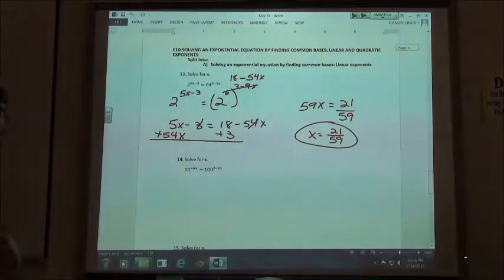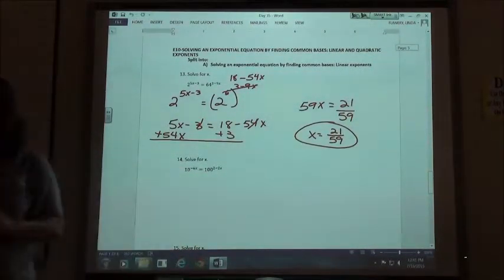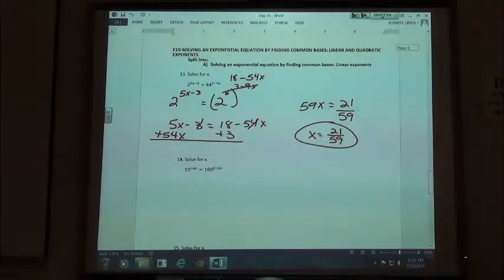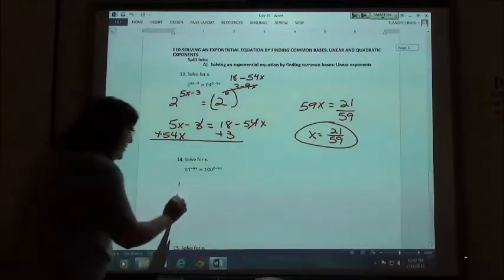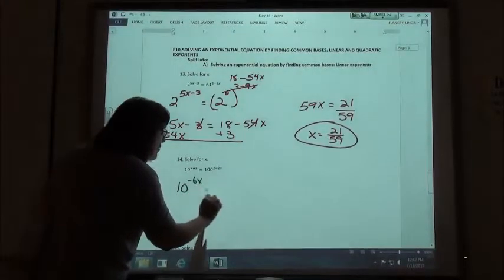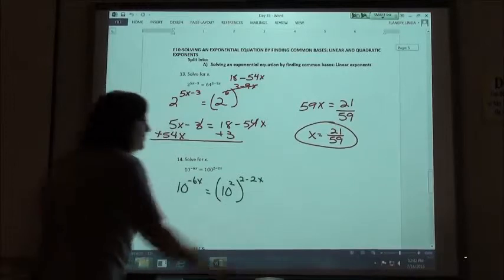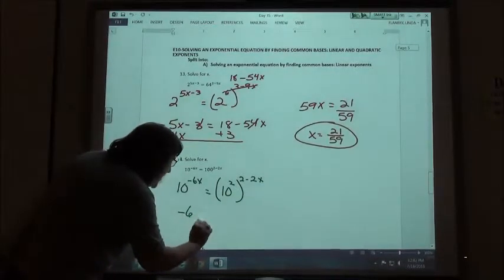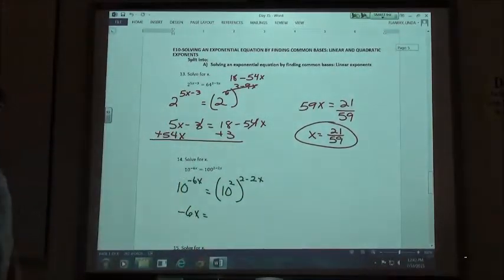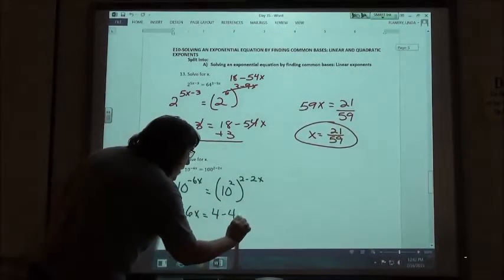So number 14, I can write 100 as a base 10 number. 100 is 10 to the second power. So 10 to the negative 6x would equal 10 squared to the 2 minus 2x. So our negative 6x is going to equal, and when I multiply that out, I would have 4 minus 4x, right?